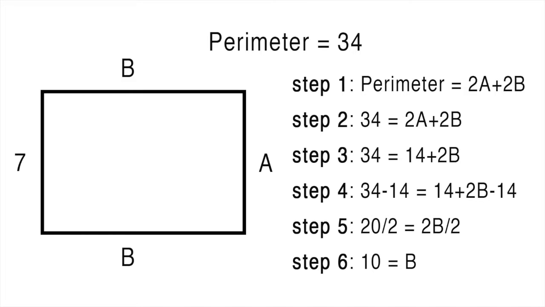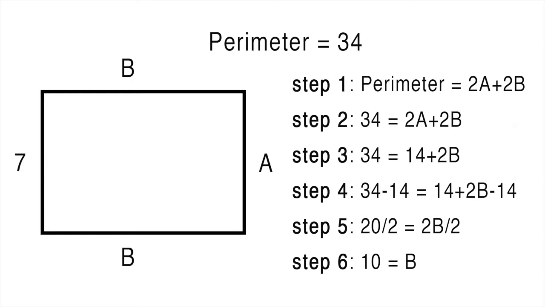Now, let's go ahead and get the unknown B by itself by subtracting 14 from both sides of this equation. 14 from 34 is equal to 20, and 14 away from 14 plus 2B is equal to just 2B. So now we have 20 is equal to 2B. Let's go ahead and solve the rest of this equation, dividing by 2 on each side. 20 divided by 2 is equal to 10. 2B divided by 2 is equal to B. Now we have B alone, and we've solved for B.